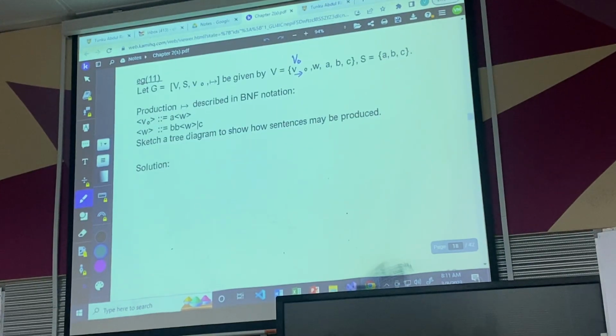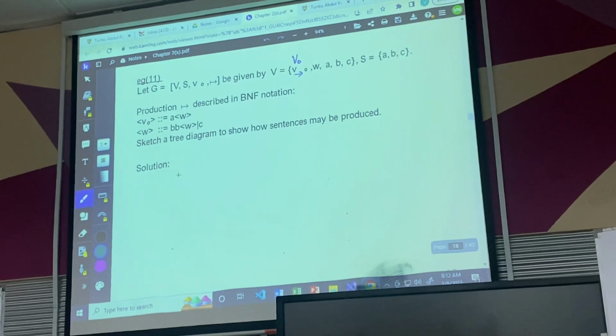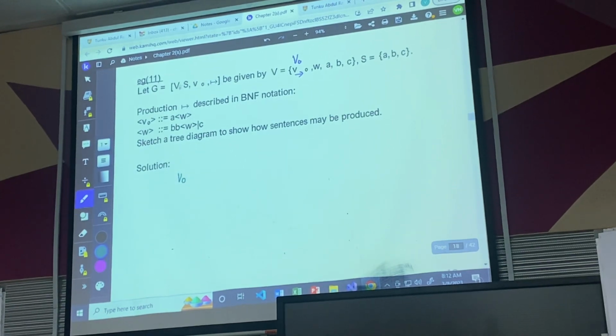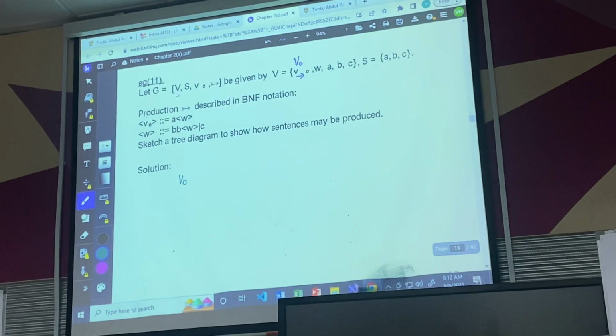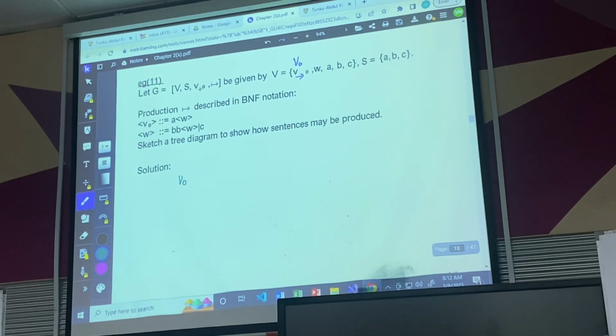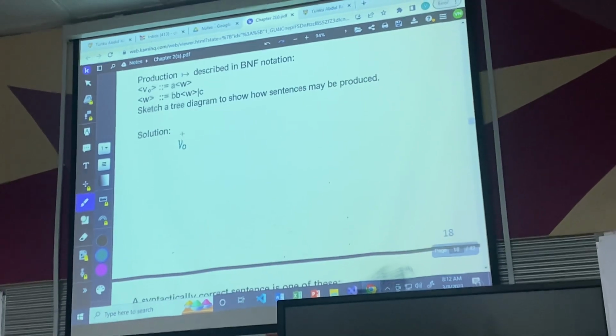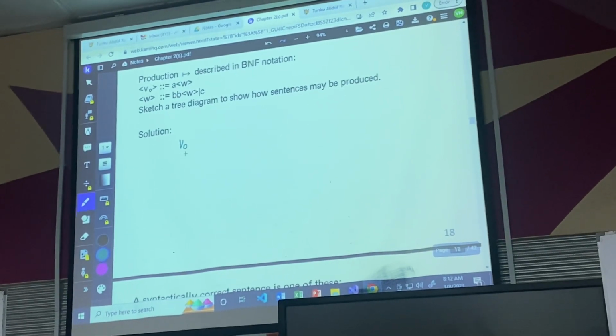So we draw the tree first. We start with the V0, which is the starting point. And you can see that the 4 components inside the language here, you have V, which is words include the non-terminal. S are all the terminal. V0 is the starting point. And this is the substitution. Okay, so we will start to substitute the V0 with AW.